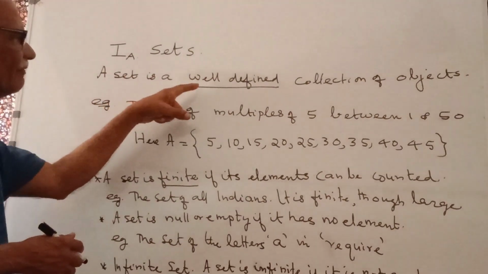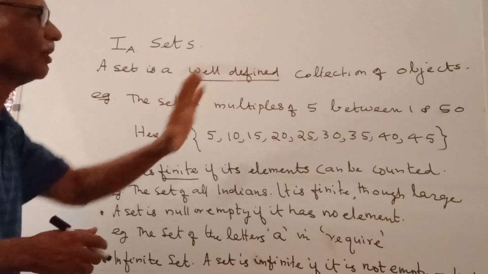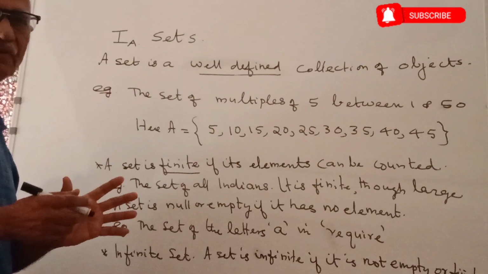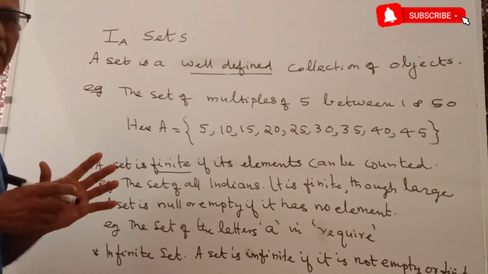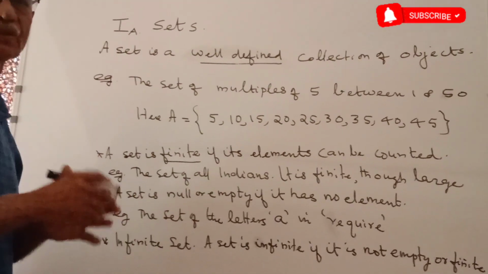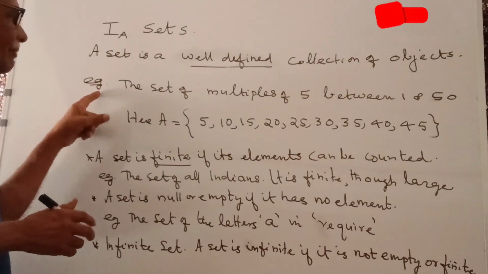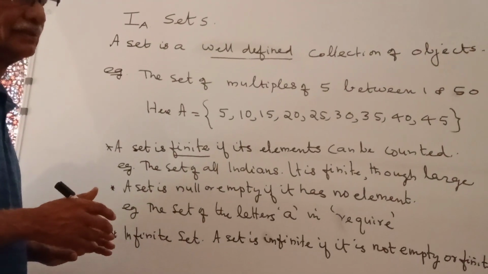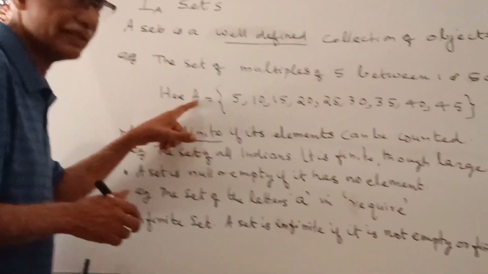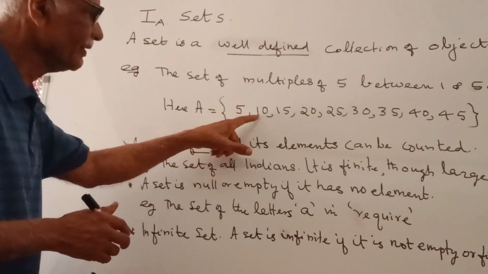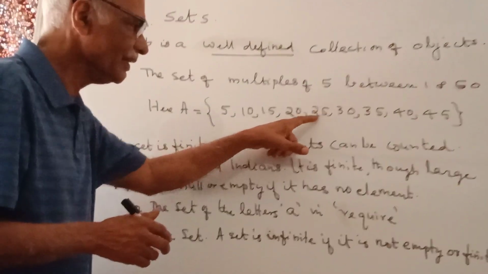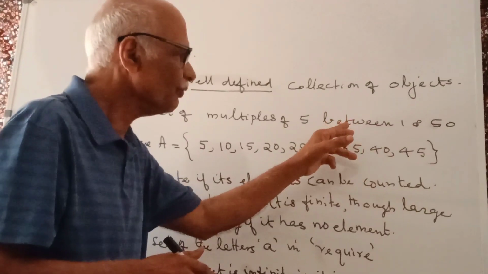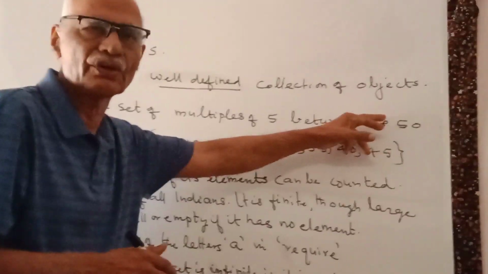A set is a well-defined collection of objects. Well-defined means by observing an element or object, we can clearly say whether it belongs to the set or not. For example, the set of multiples of 5 between 1 and 50. The set is given by A = {5, 10, 15, 20, 25, 30, 35, 40, 45}. Between means 50 is not included.